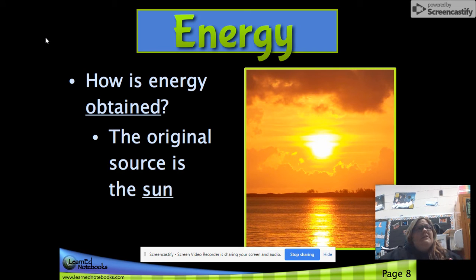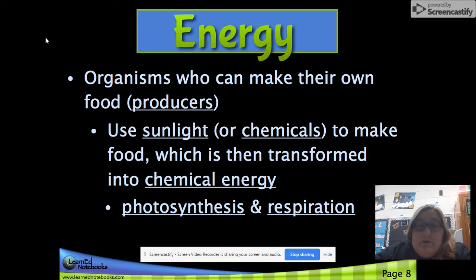The original source of energy is the sun. This is how it is always obtained. Cannot get it from anything else. Originally. So all energy comes from the sun, and then it gets processed. The way we do that is by producers. So remember, we are not producers. I can't go stand out in the sun and go, okay, I'm ready to get some energy. Not going to work. So the things that make their own energy are called producers. They're using the sunlight or the chemicals from the sunlight to make food, which is then transferred into a chemical energy. We do this through the process of photosynthesis and respiration.